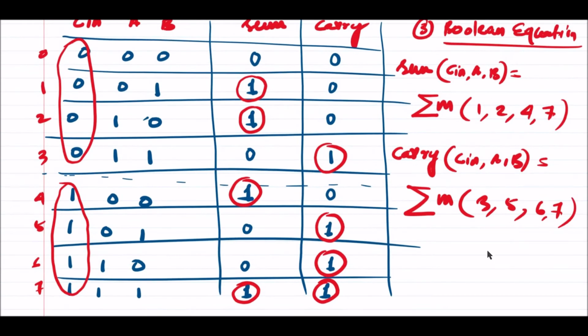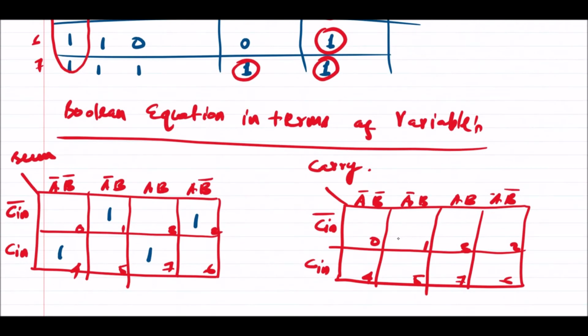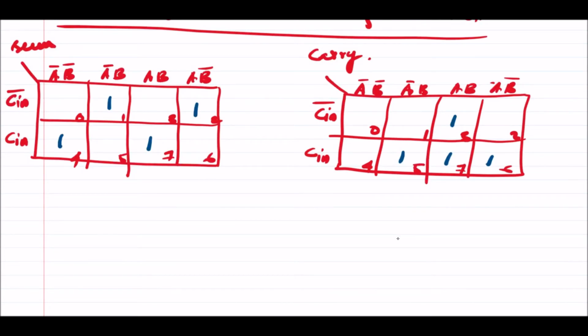Similarly, my carry is equal to 1 at 3, 5, 6 and 7. So let us see the possible groupings. We can see the ones are available in the diagonal position, so the grouping is not possible in this case. And here in case of carry, we have 3 possible groupings.